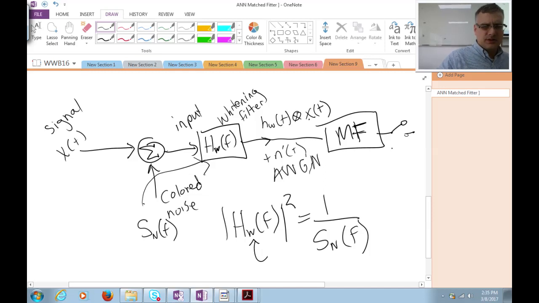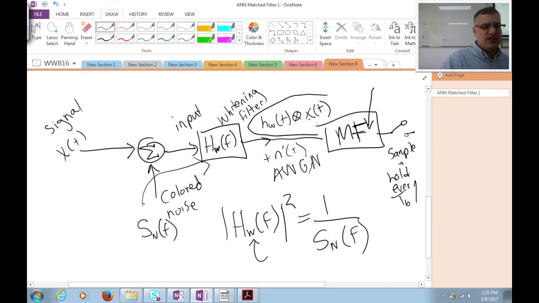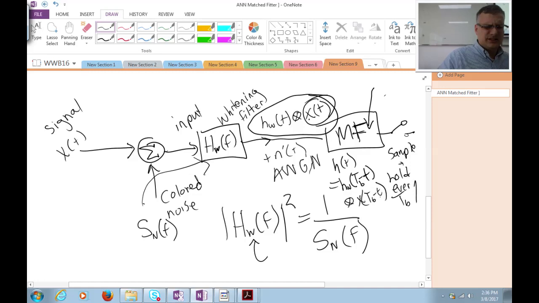That then samples the signal. Sample and hold every T sub B, every bit period. The only difference is now when you design your filter, you're matching it to this instead of just X of T. So that the impulse response of this is now H W of T B minus T convolved with X of T B minus T, and correlating with that quantity.